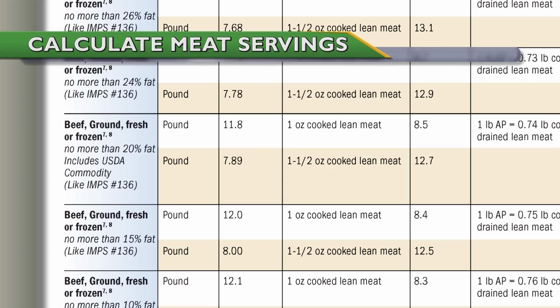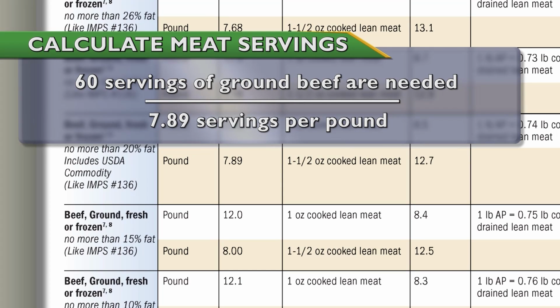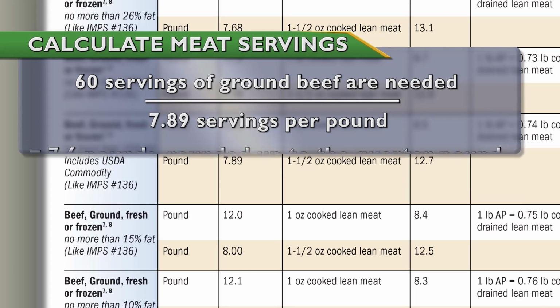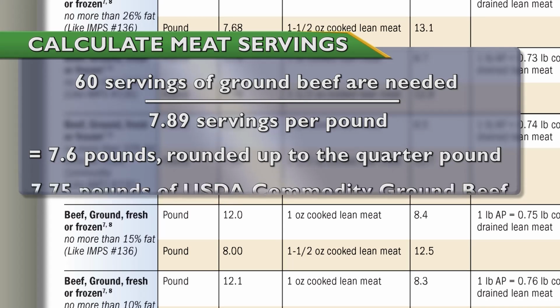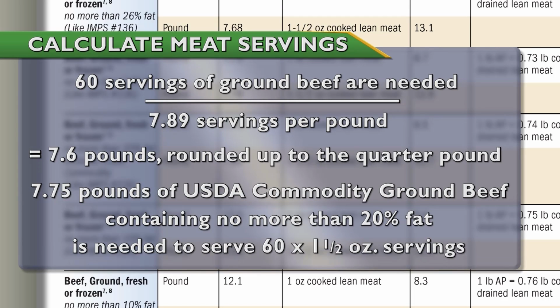Divide the 60 servings needed by the 7.89 servings per pound. The result is 7.6, which is rounded up to the quarter pound. Therefore, 7.75 pounds of USDA commodity ground beef, containing no more than 20% fat, is needed to serve a total of 60 1 1/2 ounce servings.